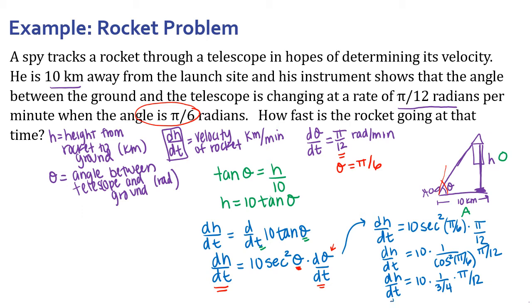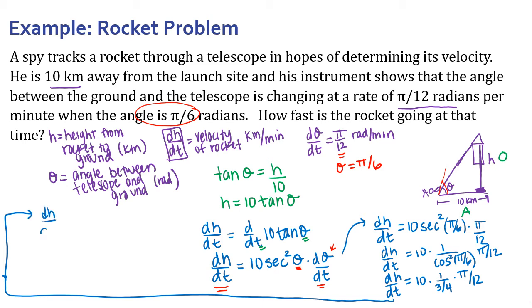This is really ugly, but we're going to go over here now. So I've got dH dt equals 10 times 4/3 times pi over 12, which gives me, let's see, let's simplify these out if we can. 4 goes into 12 3 times. So that's going to give me 10 pi over 9 kilometers per minute.